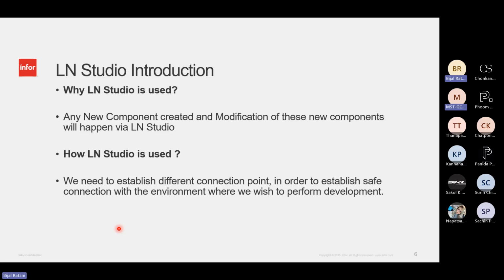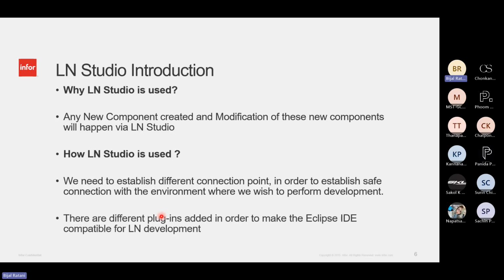Yeah. Okay, so how LN Studio is used is basically establishing the connection. We need to establish different connection points, meaning we establish a connection to the development server in order to have a safe connection with the environment where we perform the development. Like we are performing the development in WGC. So for WGC's development server, I need to get the connection to my LN Studio. That is the first step that I will do.